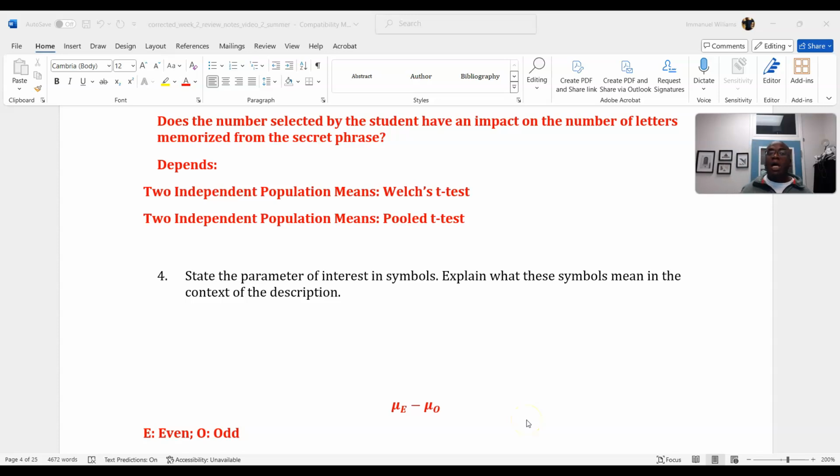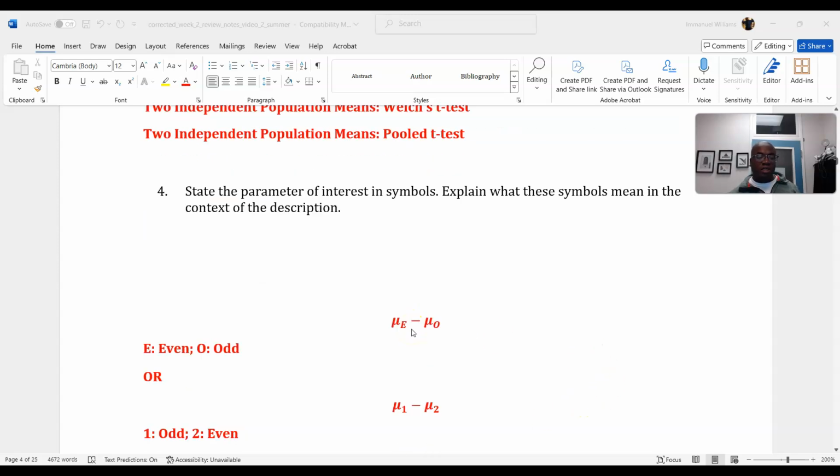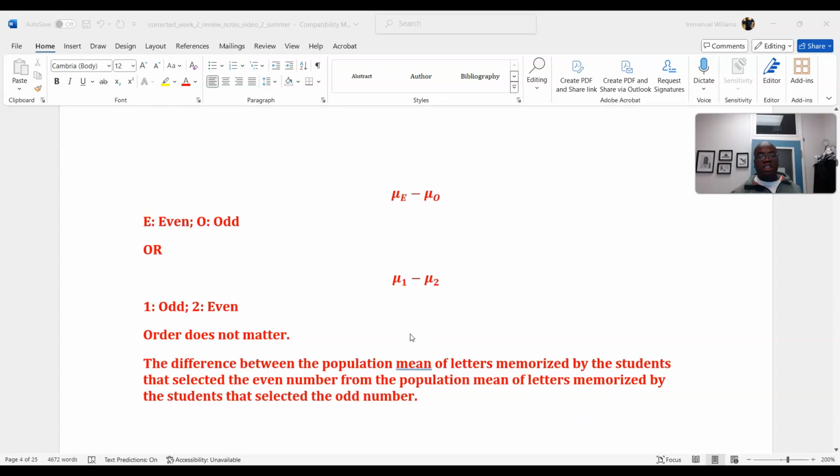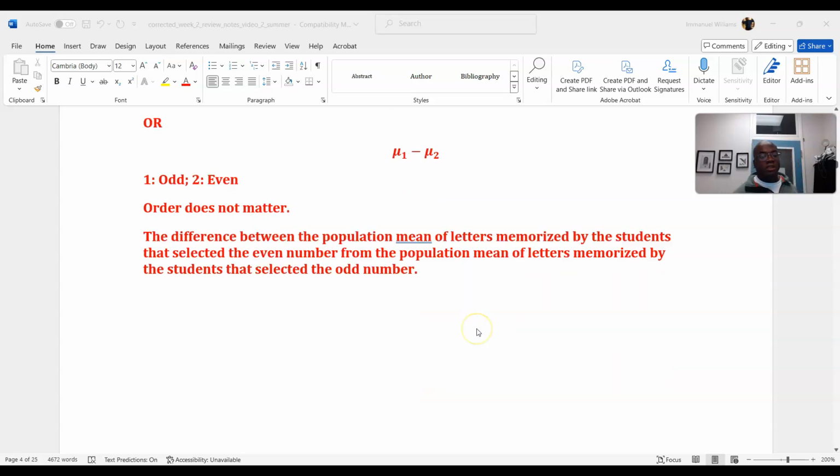At the end of the day, when it comes to population means, you can never know what these values are, so you have to estimate them. This is how you would explain it in the context of the problem: it's the difference between the population mean of letters memorized by the students that selected the even number and the population mean of letters memorized by the students that selected the odd number. As long as you're close to this idea, you understand the premise. The context is the mean letters memorized, you're looking at the difference, and emphasizing that it's the population mean.